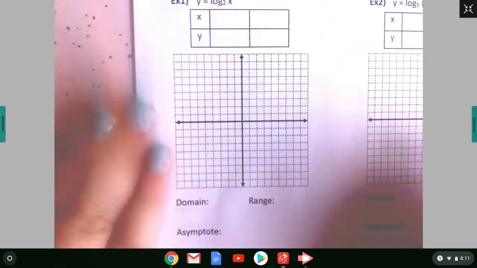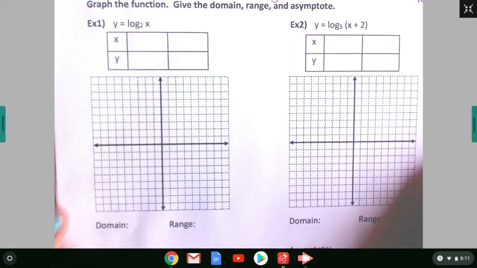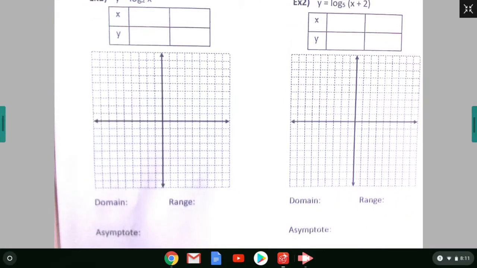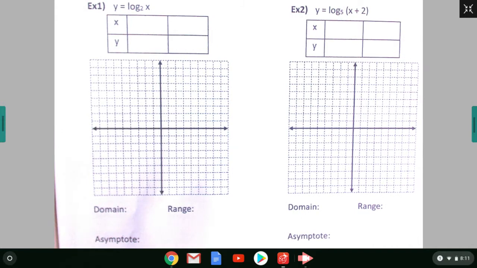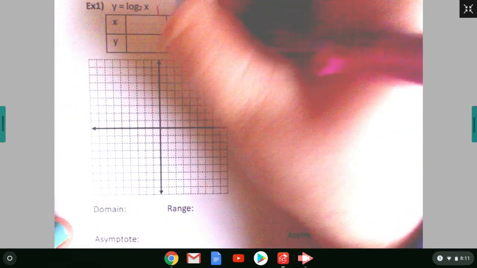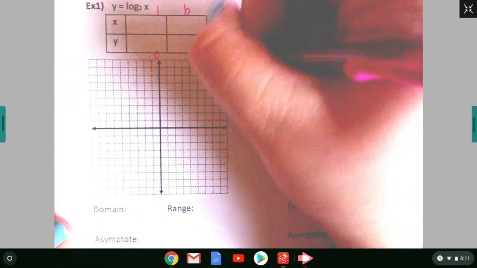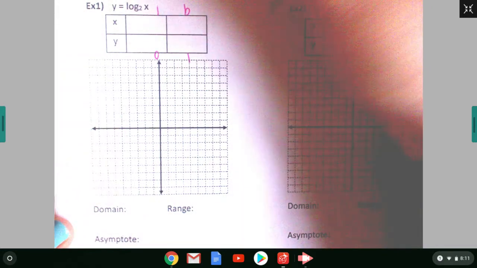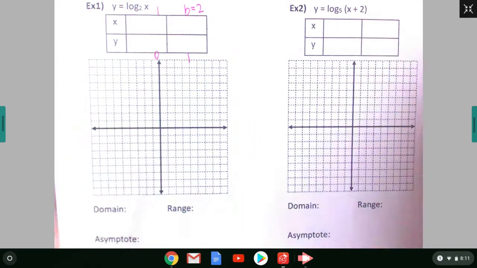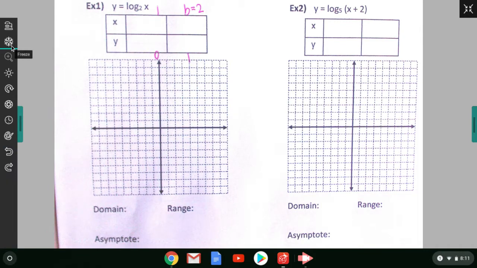So let's jump into it and do an example. I'm going to zoom out a little bit. So it says graph the function, give the domain, range, and asymptote. So let's try it. Number 1. y equals log base 2 of x. And we'll deal with our parent first. Our parent function has the points (1, 0) and (b, 1). And in this case, b is 2. Let me see if I can get it to stop doing that.